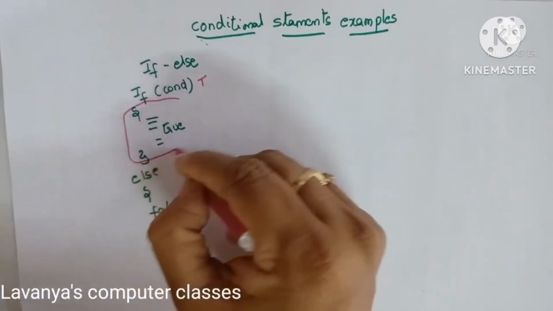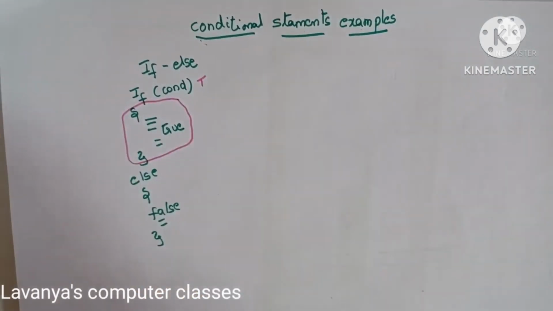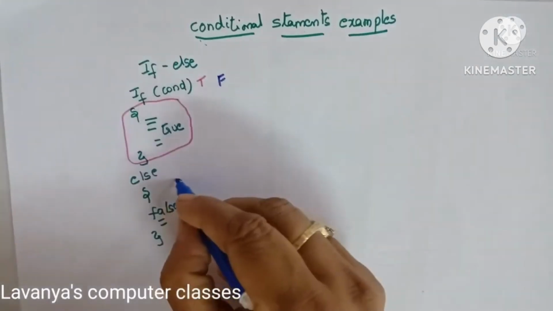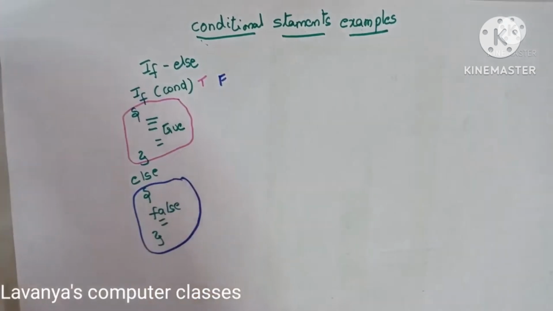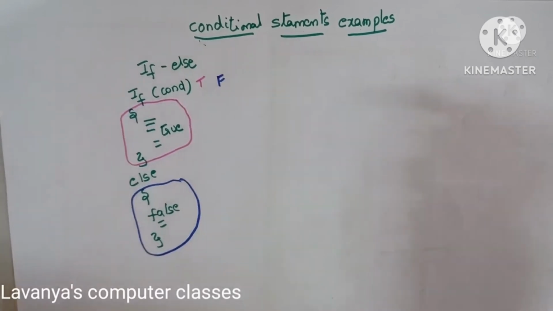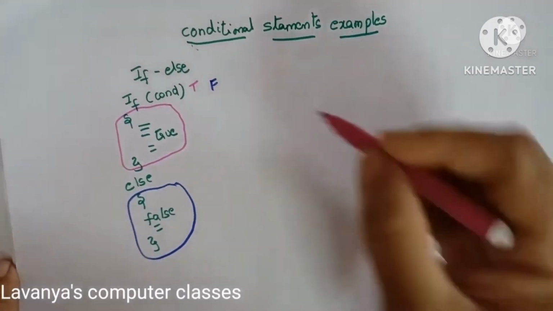So this is the example for if-else statement syntax. If it is true, the statements before else are executed. If it is false, whatever statements are there after else, those are executed. If the statements are more than one, keep flower brackets, otherwise it is not necessary.